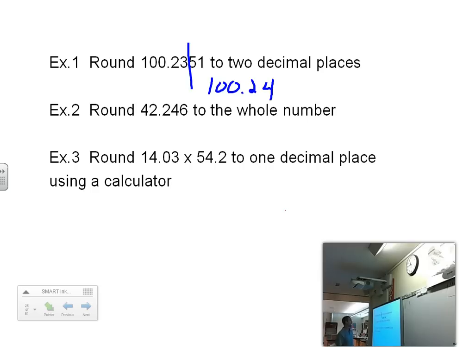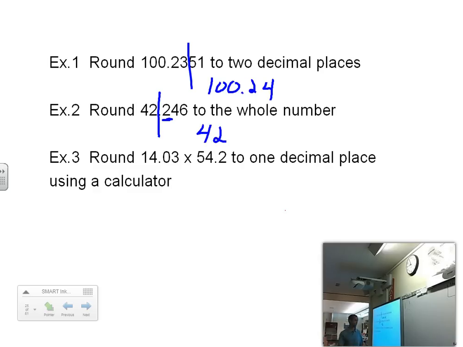Another example, round this number to the whole number. So 42.246 to the whole number. Now whole number, that's the ones place. So we're going to draw our vertical line right there, cutting off our number. And then we look to the right of the line. In this case, we have a 2. 2 is less than 5, right? So that means my number left of the line will stay the same. So this number would round to 42 for rounding it to the whole number.